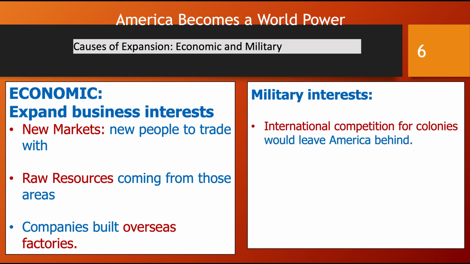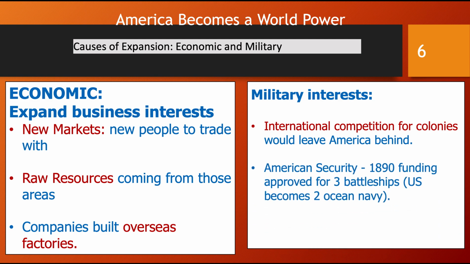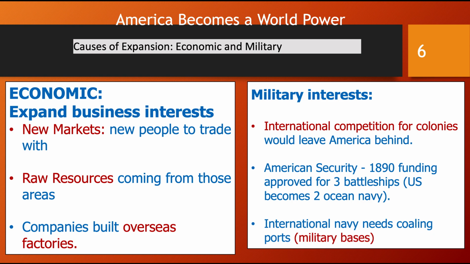Next is military interests. International competitions for colonies came out full force at this time, and we were afraid that we would be left behind. American security was extremely important. As we were building our power, other countries saw us as a threat, so we wanted to increase our security. Part of this was increasing our Navy. Our Navy actually became what was known as the Great White Fleet. And internationally, our Navy needed coaling ports and stopping ports, and it was beneficial to have military bases spread out throughout the world.